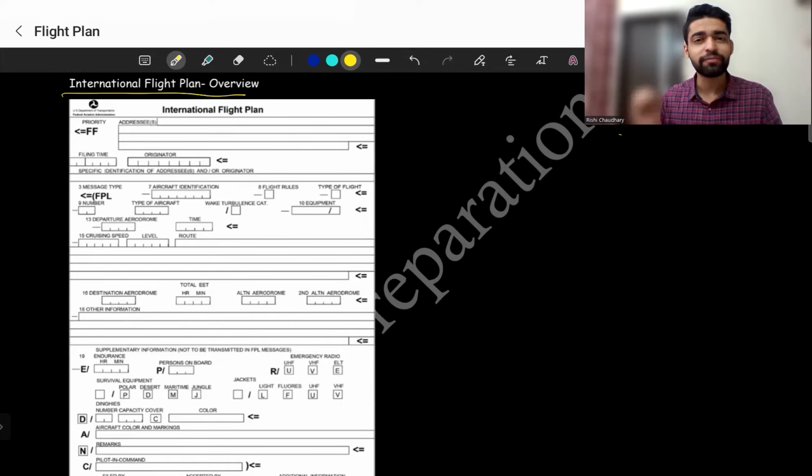And this is also called as plan de vol. So what is plan de vol? Like which language is this? You can write in the comment section.